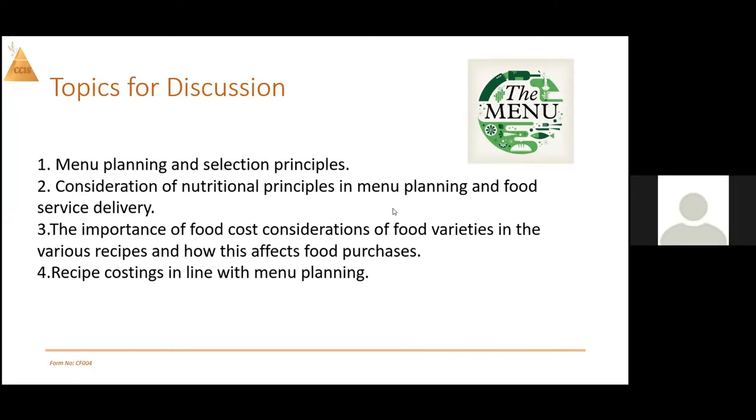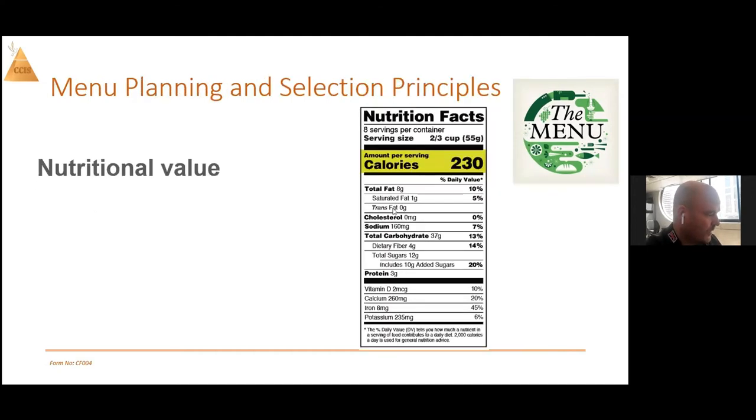Then we'll look at food cost. If you're going to be doing a menu, this is something that you will be selling. So it is a product, so you have to understand what the cost of that product is, and then how much you can actually sell it for. And then we'll do an example of recipe costing. Basically, if you're going to be doing a menu, you're obviously going to have recipes, and with a recipe, you need to know how much it's actually going to cost you to produce that menu.